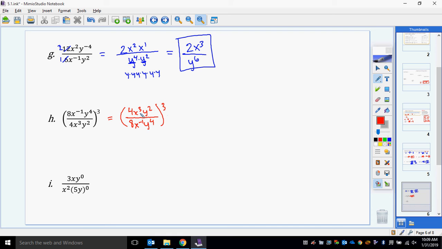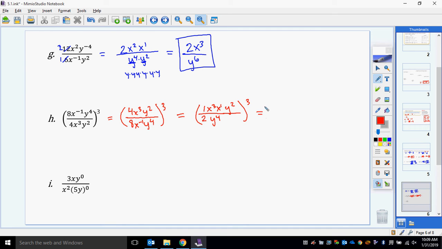Okay, I still have negative exponents. So I need to work on getting rid of that negative 1. I'm also going to simplify my 4 and my 8 to be 1/2. And I don't technically need to write that 1. X cubed can stay up there. But this x to the negative 1 I'm going to bring to the top and change its exponent positive. Y squared can stay up there. And y to the 4th can stay down here because they're both positive exponents. And I still have my cubed on the outside.